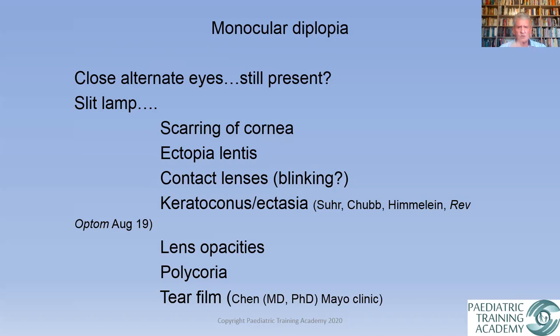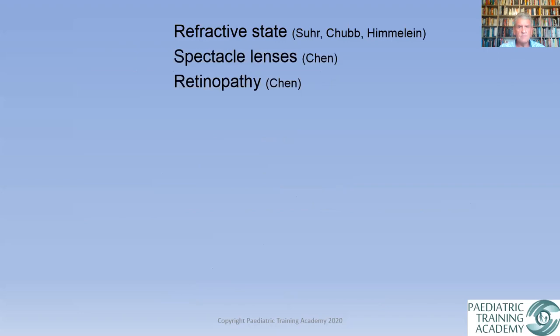All the light passed through the little hole, so something like that. I don't understand how polychoria perhaps creates this, if Scheiner's principle is applicable. Tear film problems: drying, too much oiliness of the tears, debris in the tears. Chen, Mayo Clinic, suggests that tear film problems can create monocular diplopia.